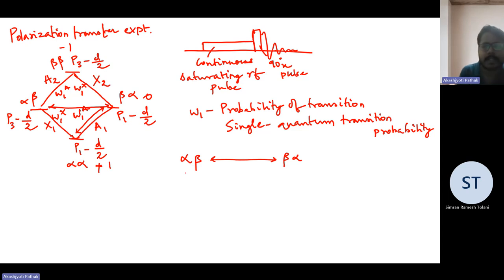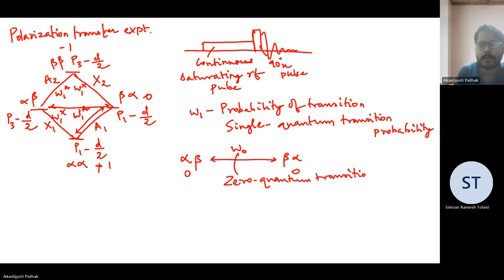So here the net magnetic moment change is zero, and here also it is zero. So this probability of transition is known as the zero quantum transition probability. It is denoted by omega zero, and it is called the zero quantum transition probability.